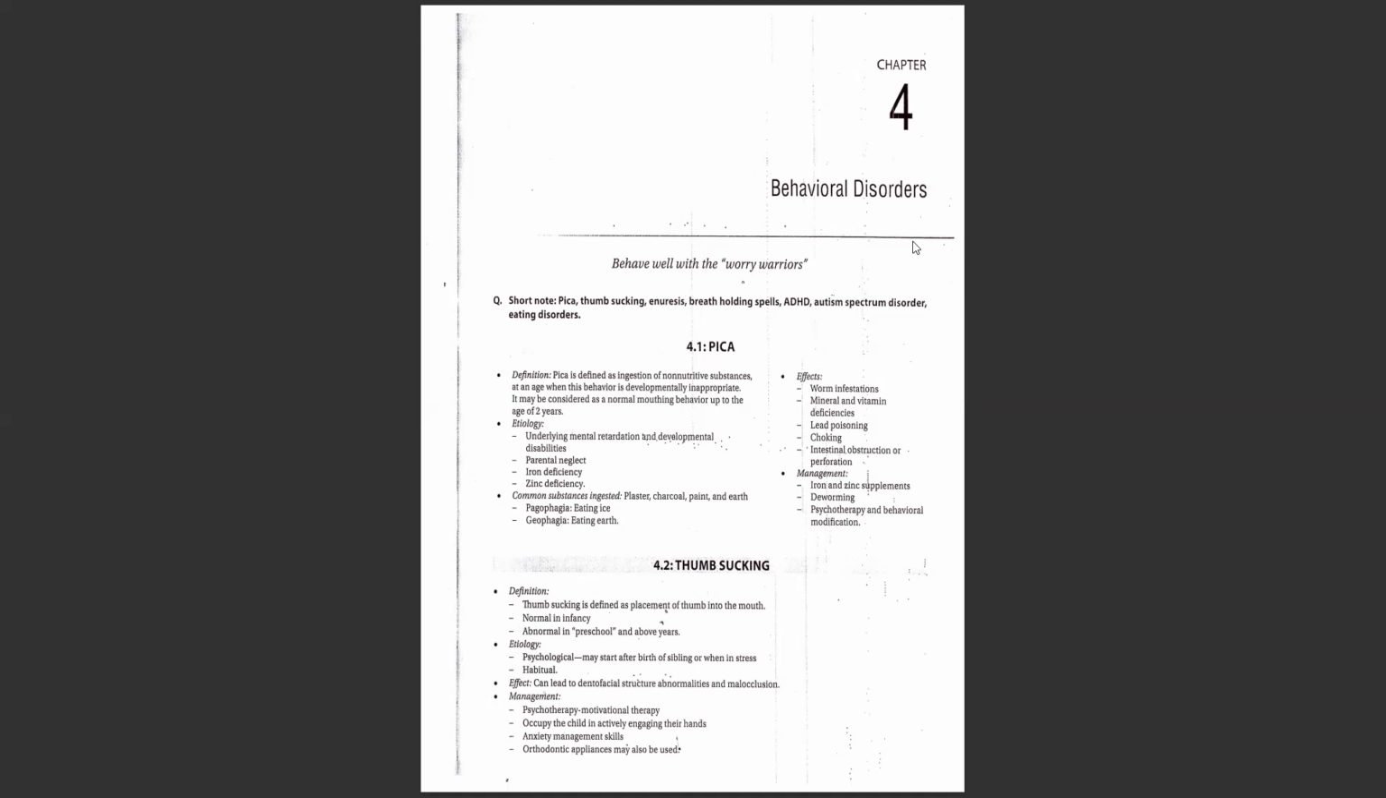The etiology of thumb sucking is usually psychological, which may start after the birth of a sibling or when there is stress. It may also happen because of habitual reasons. Then the effects: it can lead to dentofacial structure abnormalities and malocclusion because of the continuous thumb sucking.